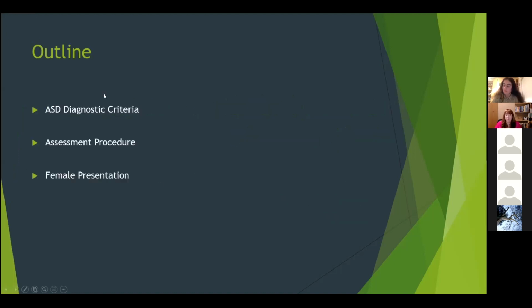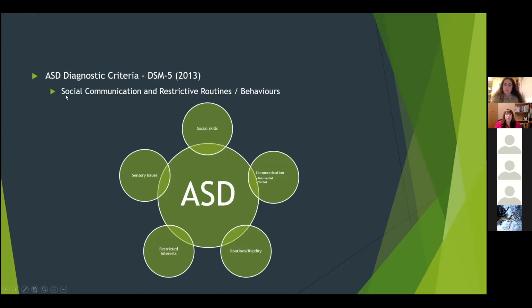Okay, so we're going to have a look at the ASD diagnostic criteria, have a look at the assessment procedure, and then a female presentation. Okay. So the ASD diagnostic criteria, as per the DSM-5 2013, looks at a dyad of criteria. So there's social communication and then restrictive routines and behaviors. So there needs to be difficulties in both areas to meet the criteria for diagnosis.